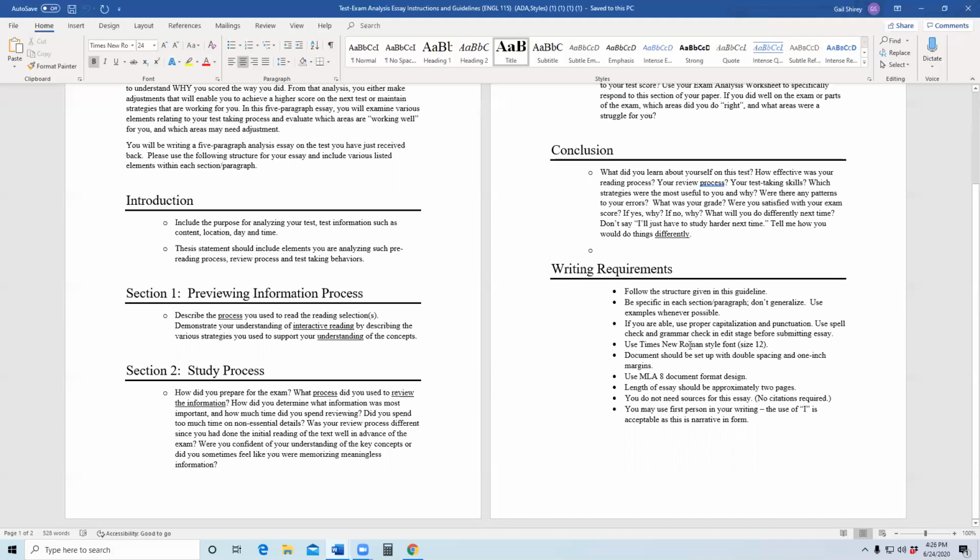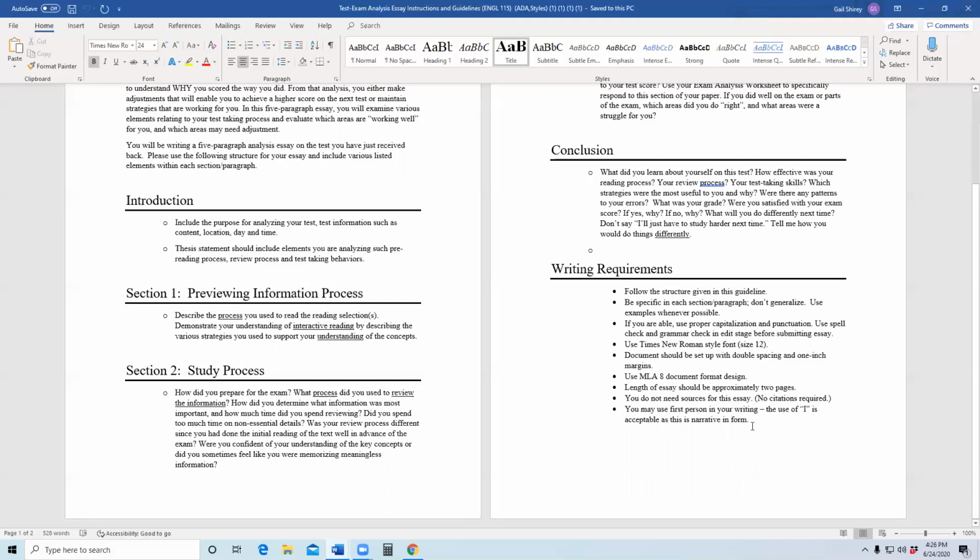Use spell check. Make sure you use Times New Roman style font. We want MLA document format design. If you don't know what that is, I did put some resources for you. Basically, all that means is Times New Roman style font, double spacing, 1-inch margins, and then set up your page with your header and then the first 4 lines.